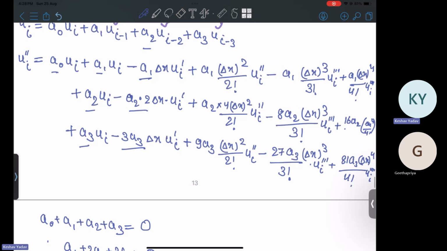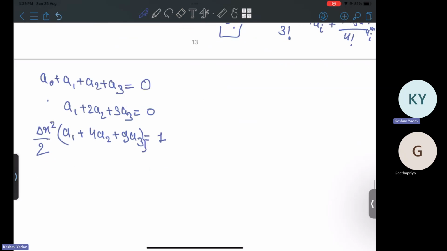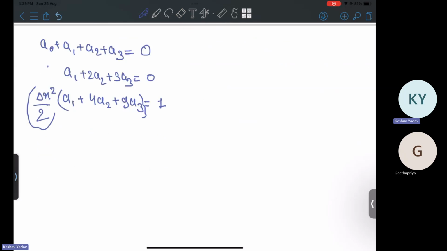Similarly, this term a1 plus 4a2 plus 9a3. So a1 plus 4a2 plus 9a3. That will not be equal to 0. This will be equal to 1. But in LHS, we have the multiple of this. No, this is the multiple. Delta x square 2 factorial value will be what? 2. So this is what we got. So if we move this to the right hand side, what will I get?